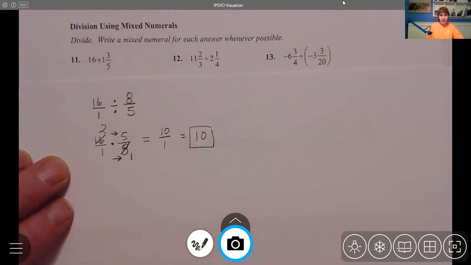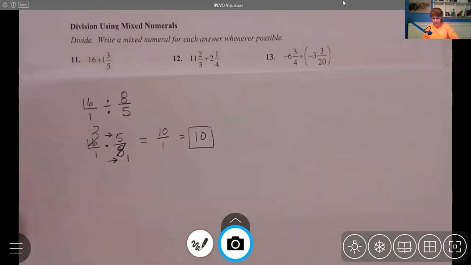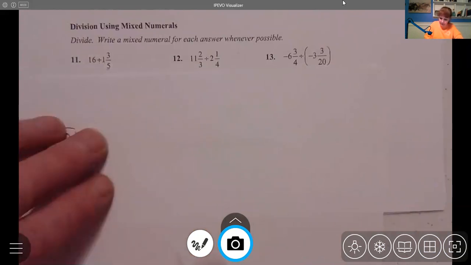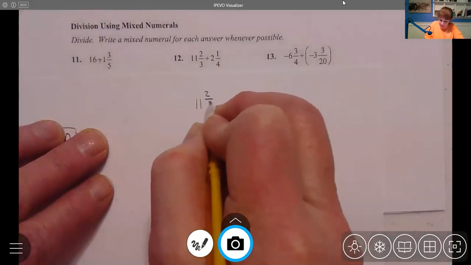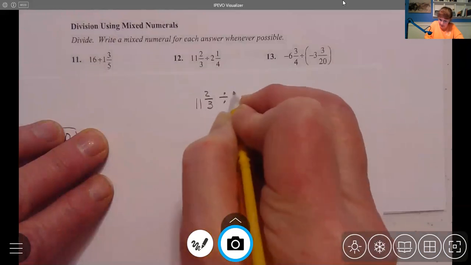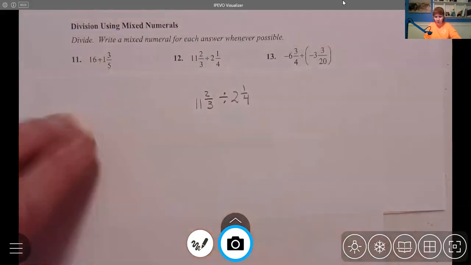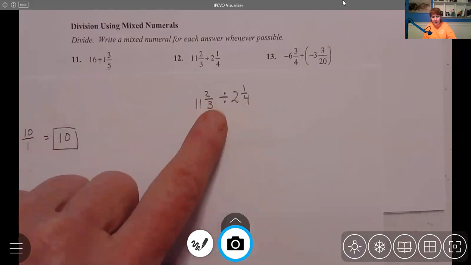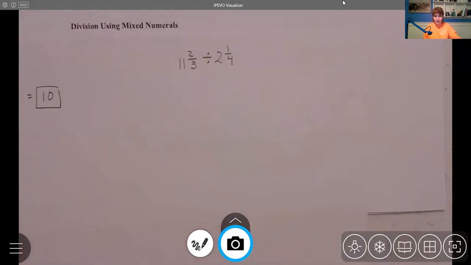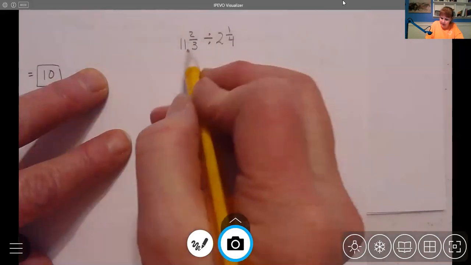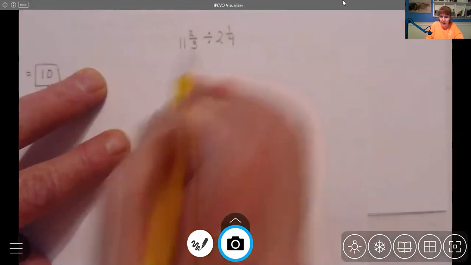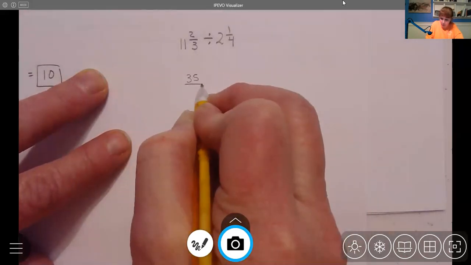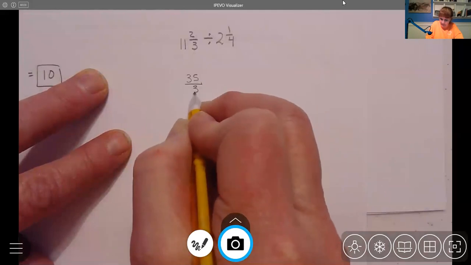Let's just try number 12. Two mixed numbers. I'm just going to copy it. So we've got 11 2/3 divided by 2 1/4. So now I have to make both of these fraction notation. Let's go ahead and do that. We take 11 times 3 is 33, and you add 2. So you get 35 over that denominator.